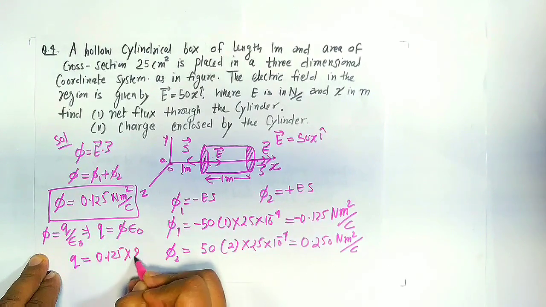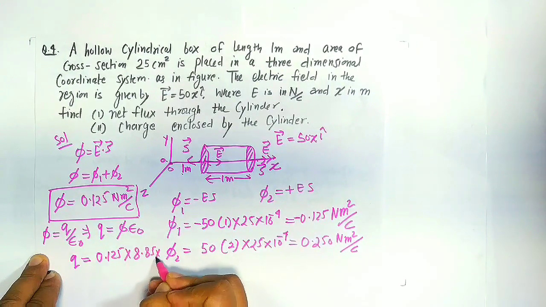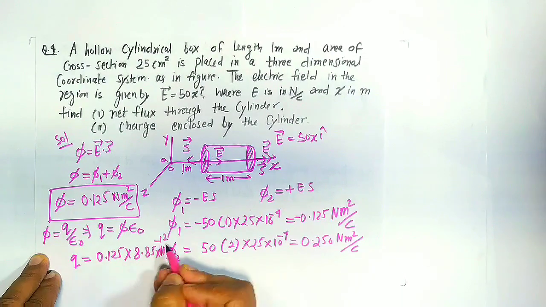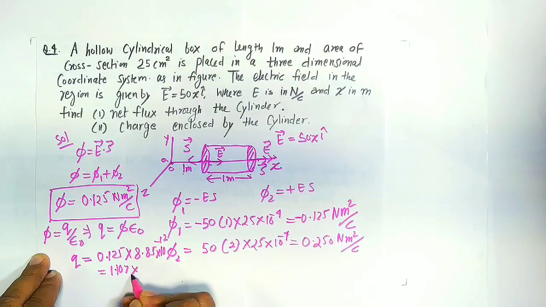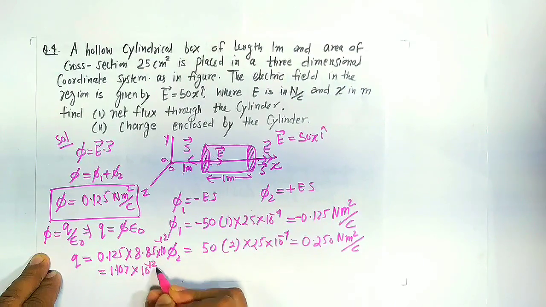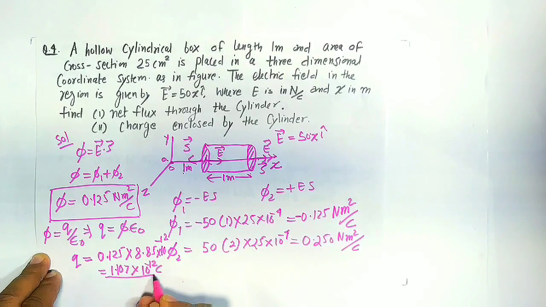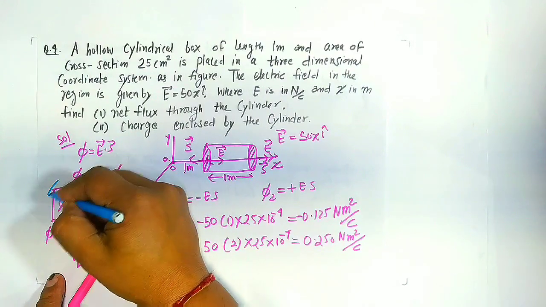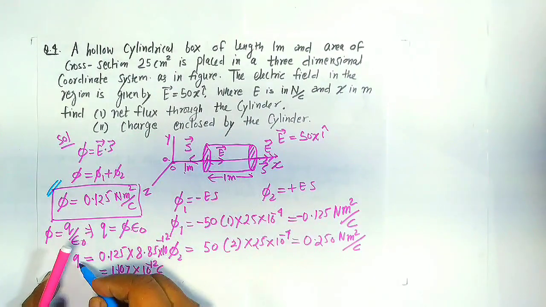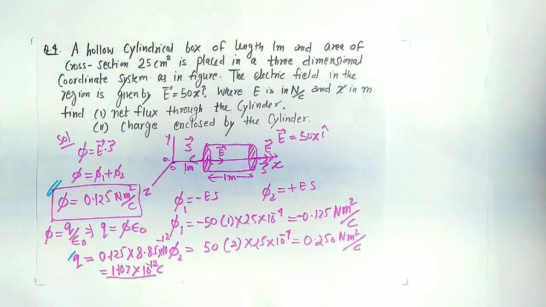So finally you multiply it: 0.125 × 8.85 × 10^−12. You know this value. So this comes 1.107 × 10^−12 coulomb. So calculate it. This is a very important question. The flux you got is this, how you got it, and this is the net charge. So this is the question which has come in the exam, and this is very important, how to find.